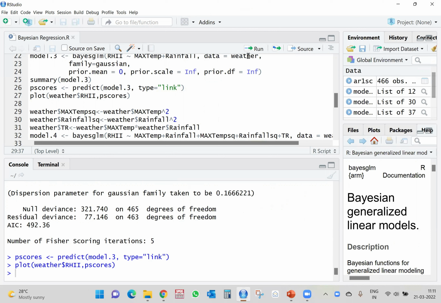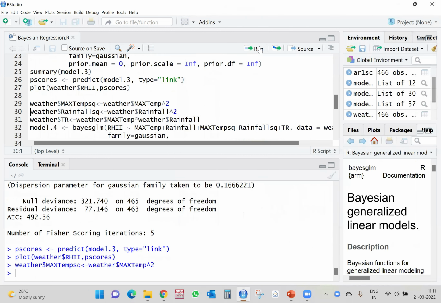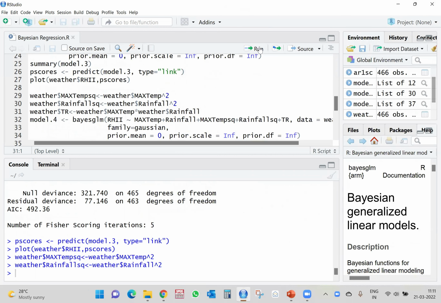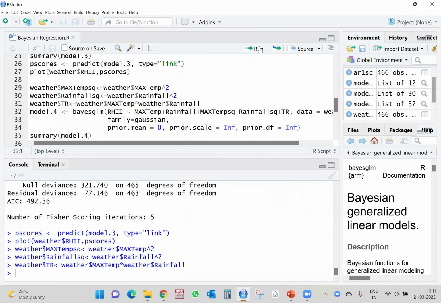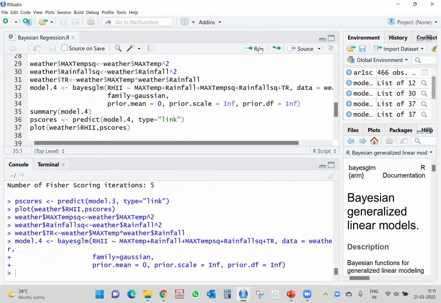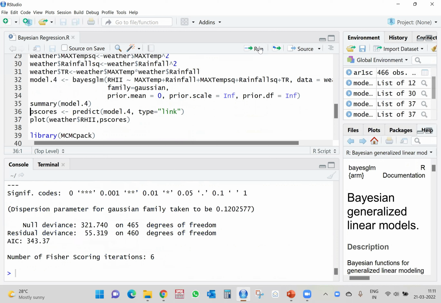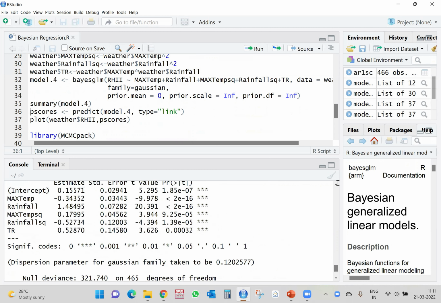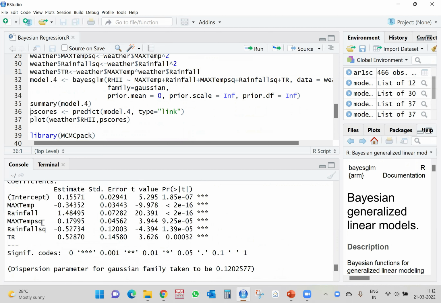So let us generate the square terms and cross product terms and run the same model with 5 variables now, fit a quadratic surface and get the summary. Here, instead of 2 predictors, we have 5 predictors now: temperature, rainfall, square terms of these variables, and the cross product terms. All the coefficients are significant.